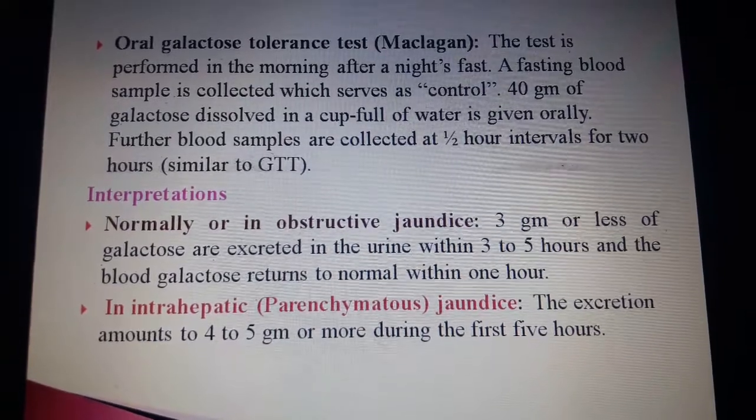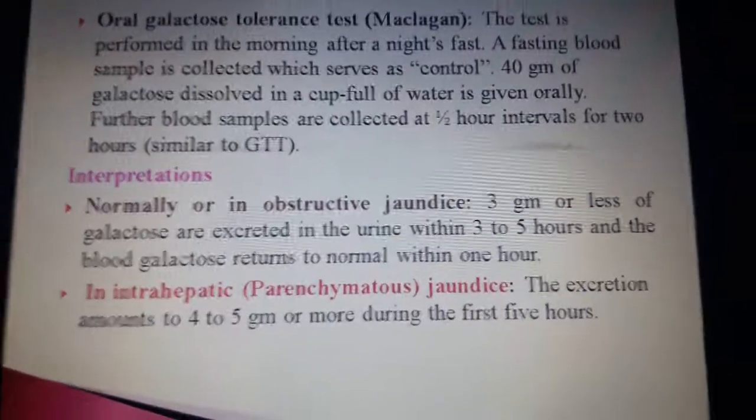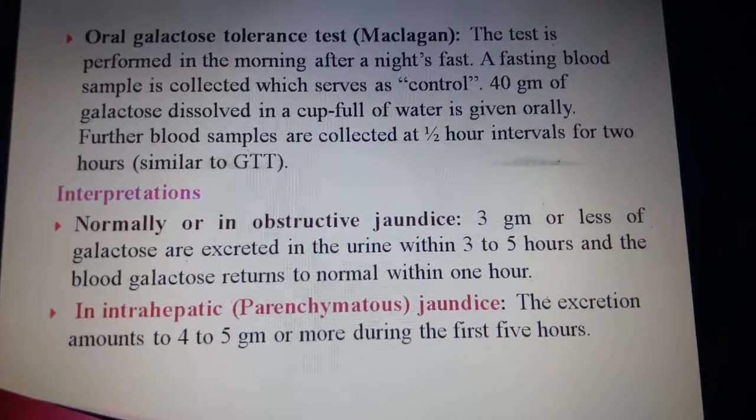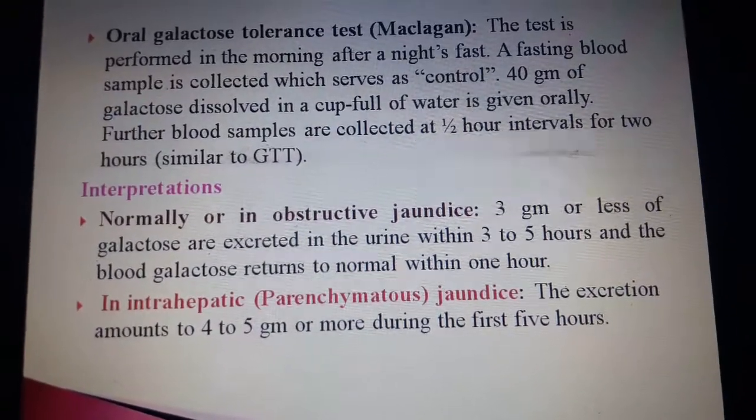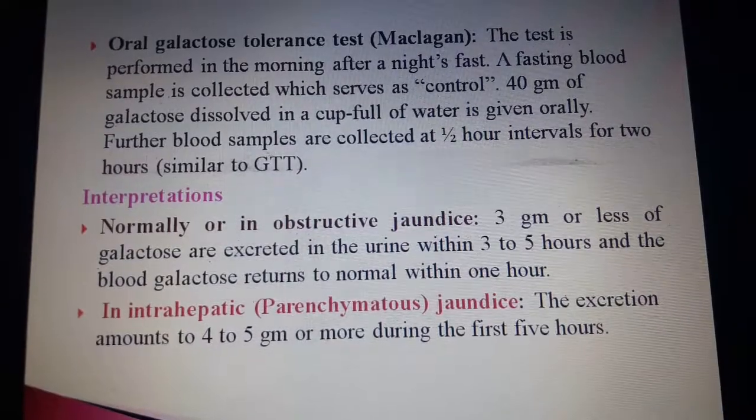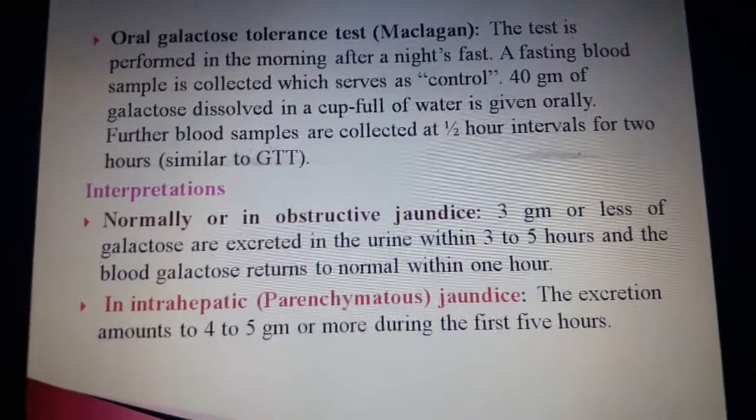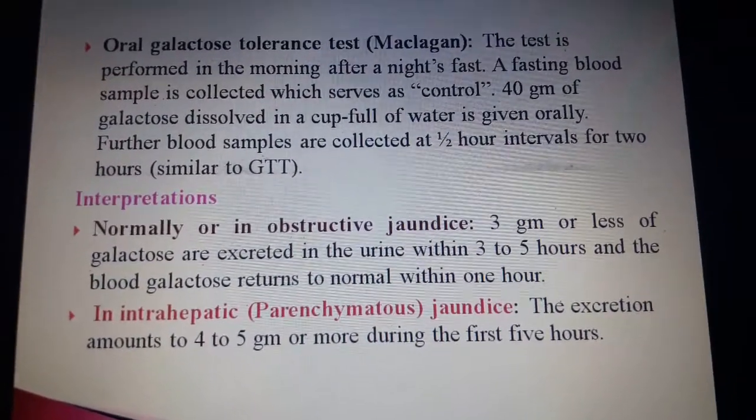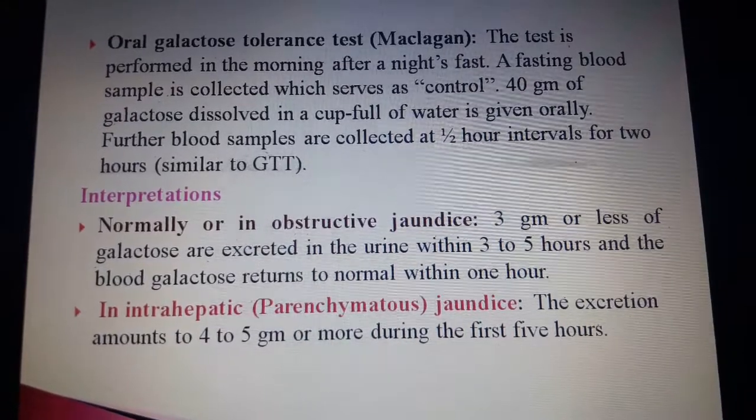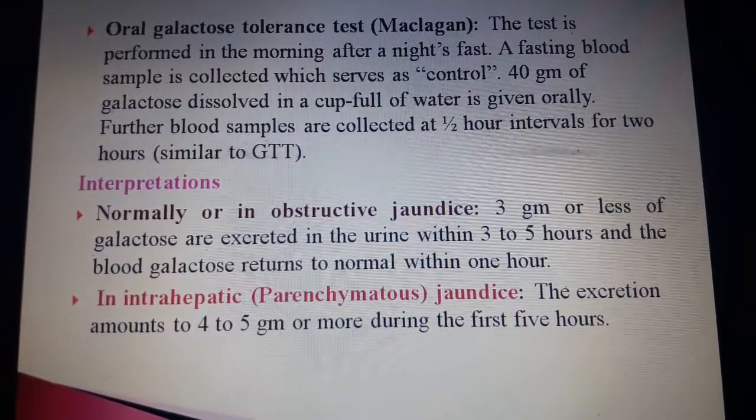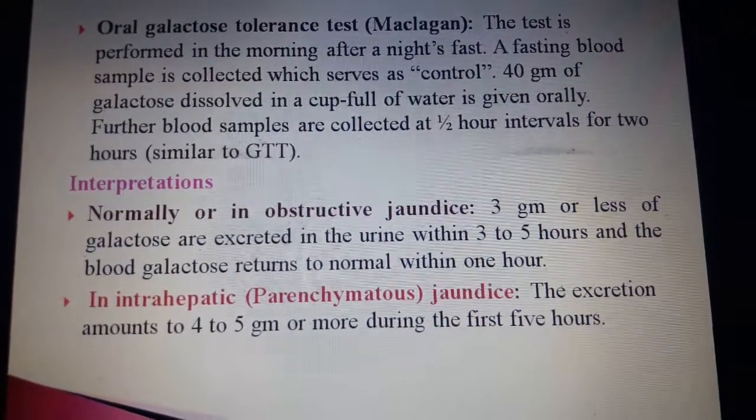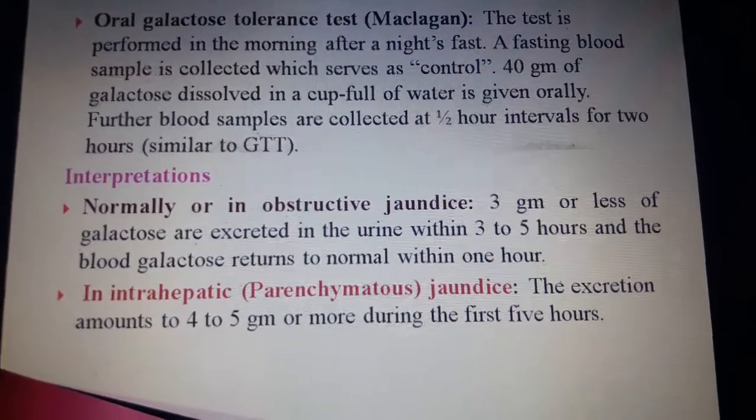Oral galactose tolerance test. This test is performed after a night fast. A fasting blood sample is collected which serves as control. 40 gram of galactose dissolved in a cup full of water is given orally. Further blood samples are collected at half an hour intervals for 2 hours. It's similar to the glucose tolerance test.